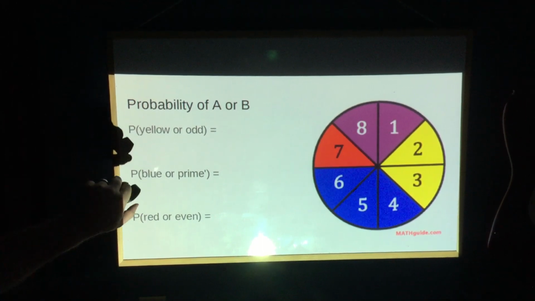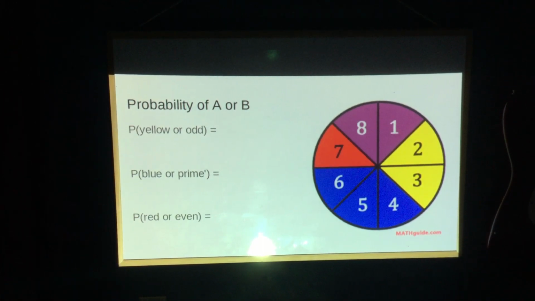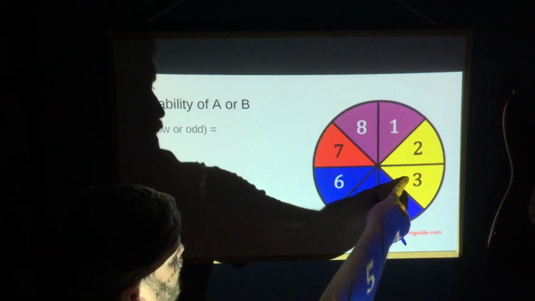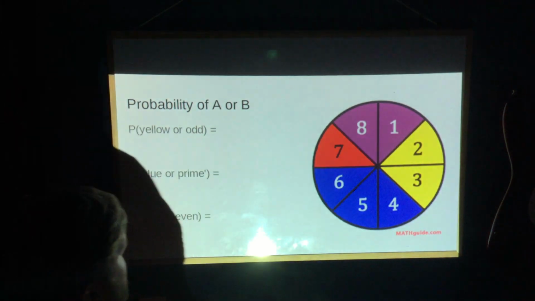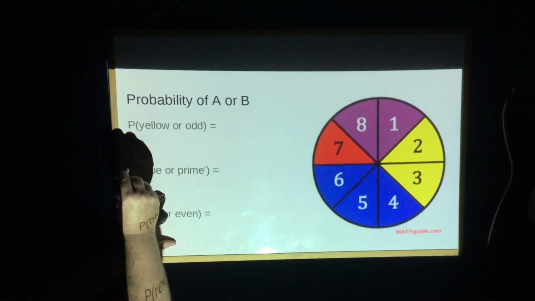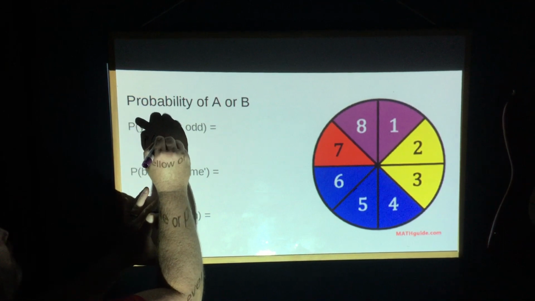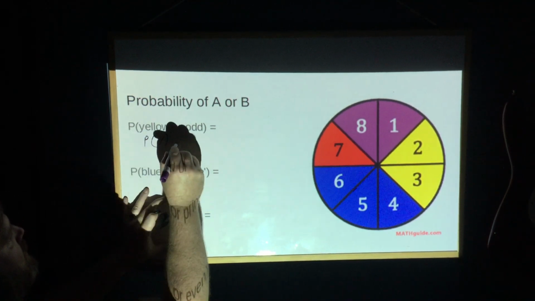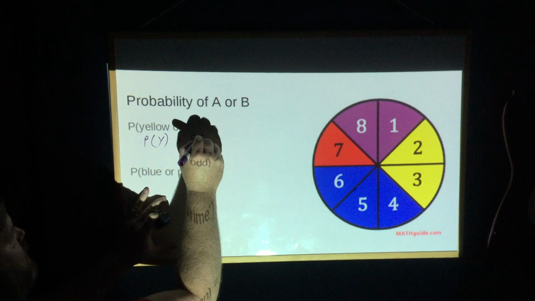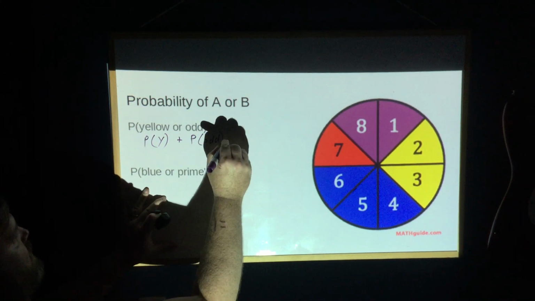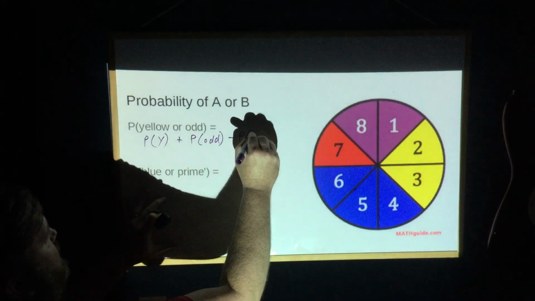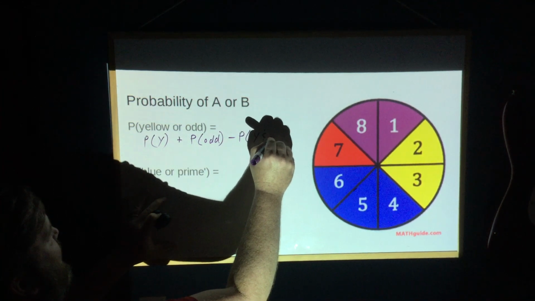All right. The probability that it's yellow or odd. Again, ask yourself if it can happen at the same time. And this one can, so it is not mutually exclusive. Right here, we have a yellow wedge and an odd number. So we're going to take the probability that it's yellow, I'm going to be lazy and just put Y, plus the probability that it's odd, minus the probability that it's both yellow and odd.